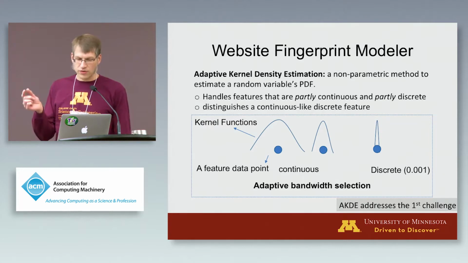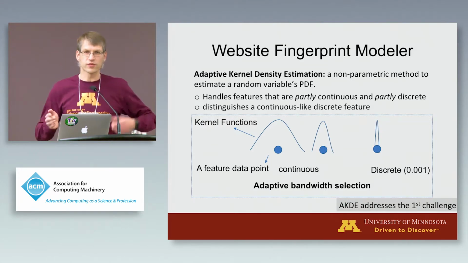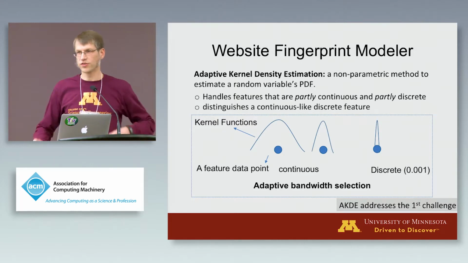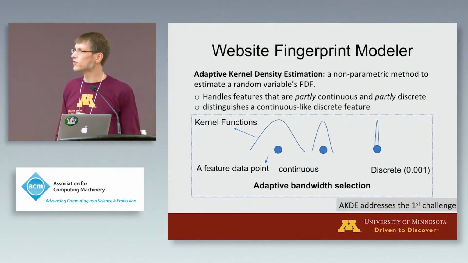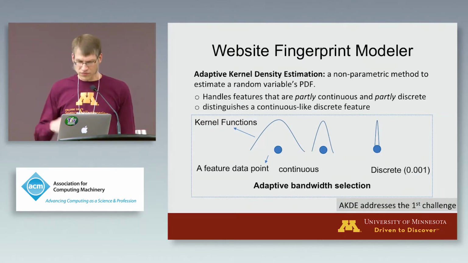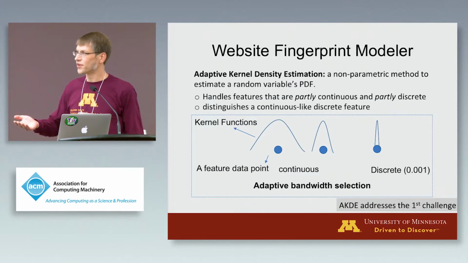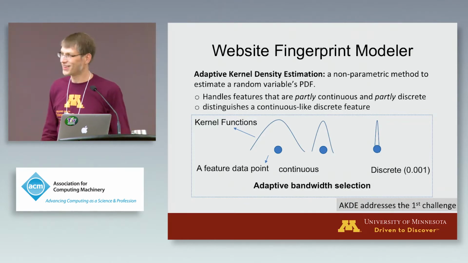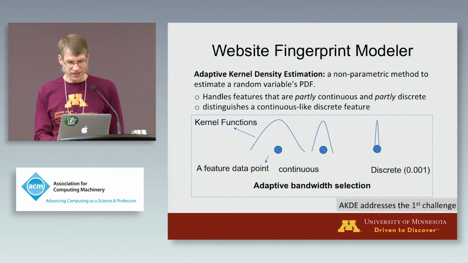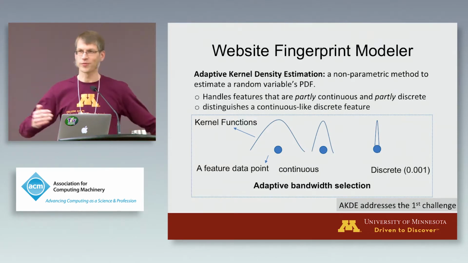And if you use a really narrow bandwidth, you can approximate a point mass. If you use a really wide bandwidth, you can approximate these more continuous functions. And there are multivariate extensions of AKDE, which is obviously what we had to use for our 3,000 dimensional vectors.